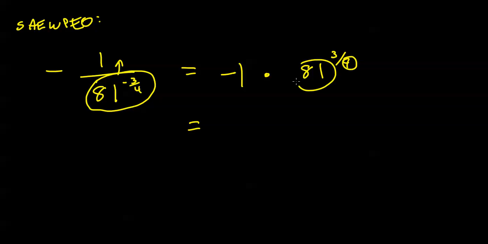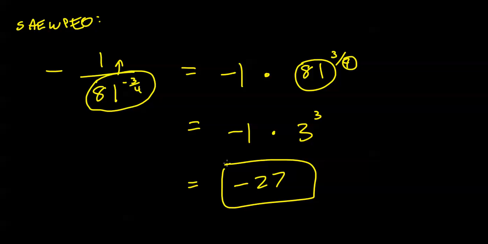The 4th root of 81, well, what's the 4th root of 81? I believe it's 3. And 3 cubed is 27. So my final response is going to be negative 27.